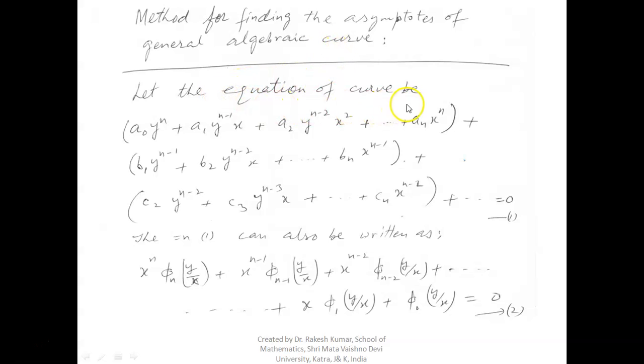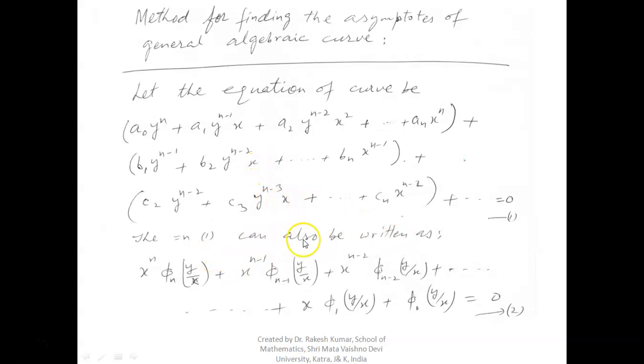Next is the method for finding the asymptotes of a general algebraic curve. Let the equation of the curve be a0 y^n plus a1 y^(n-1) x, a2 y^(n-2) x square, and so on up to an x^n, plus similarly the second term like this, third term like this. These different terms in the equation of the curve are themselves expressions or polynomials in x and y.